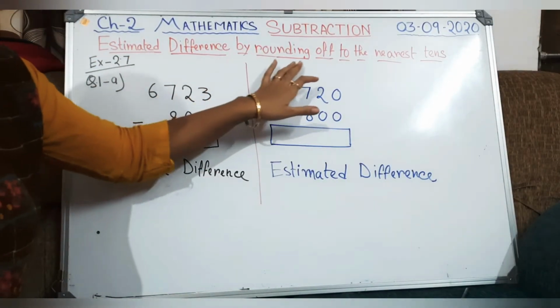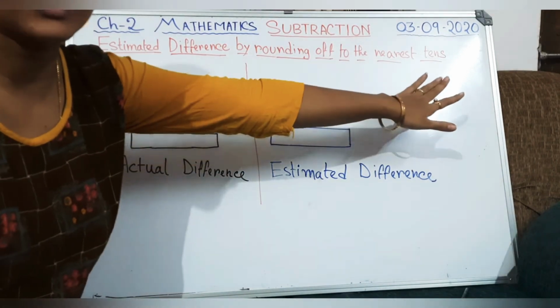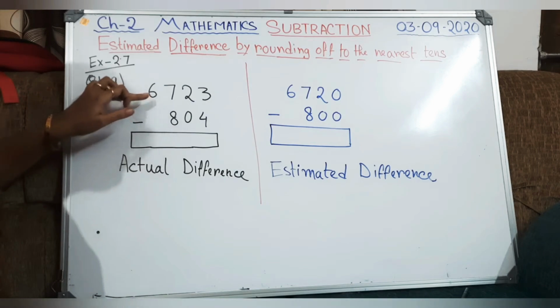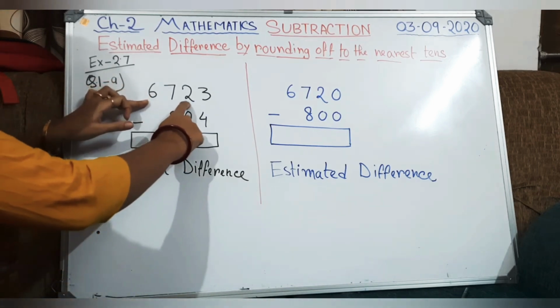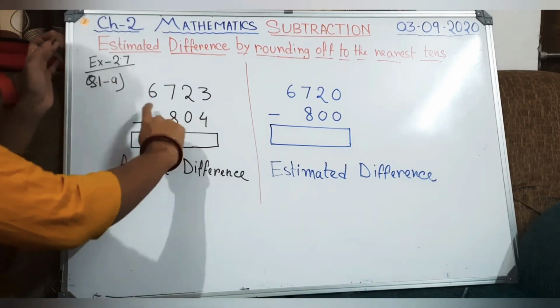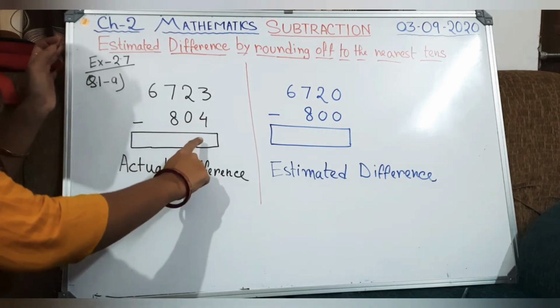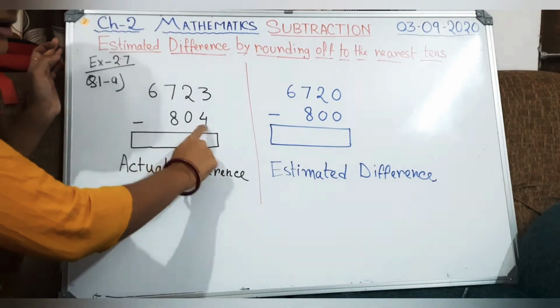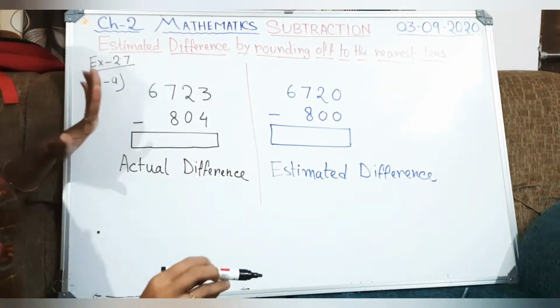Difference by rounding off to the nearest tens. Okay. Here we have taken this number. First one is 6723. From this 4-digit number, I will subtract this 3-digit number, that is 804.